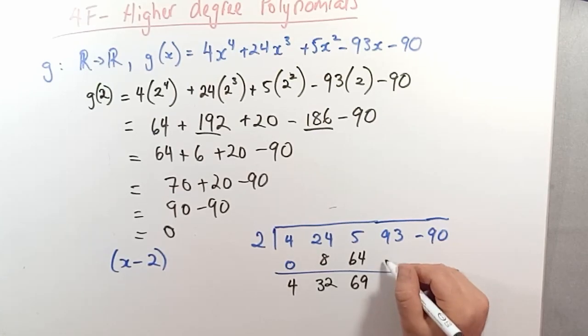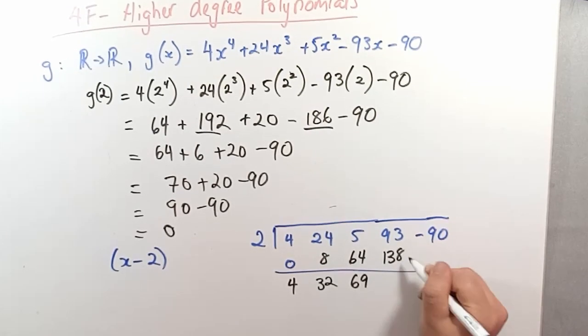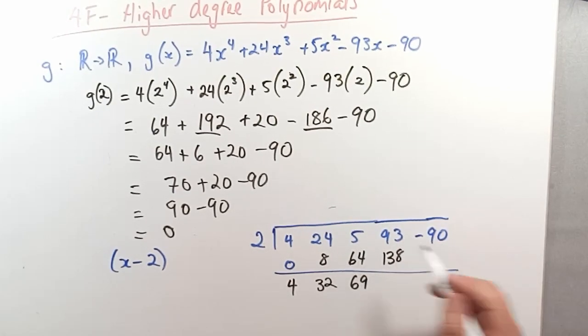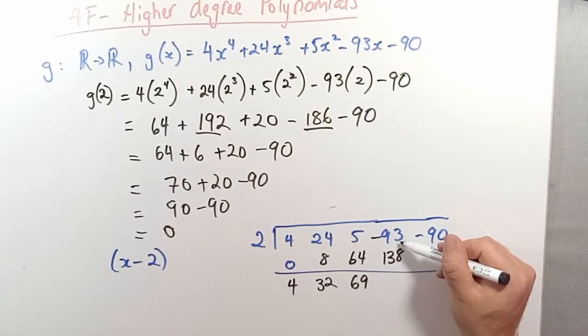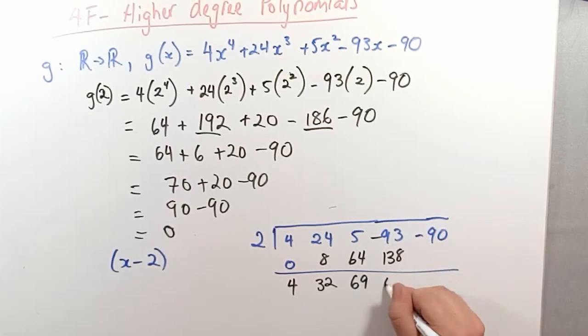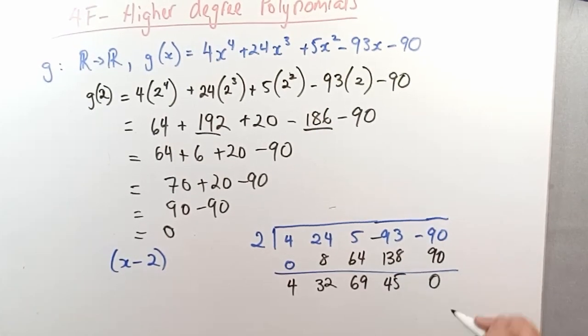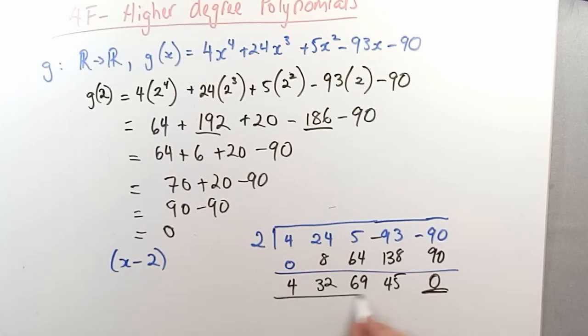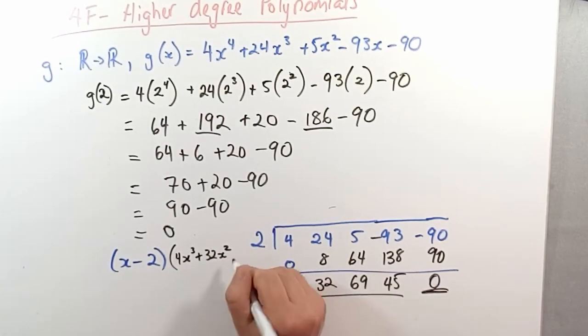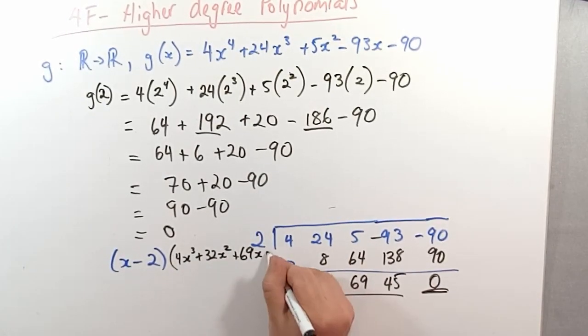69 times 2 is 138, I think. I got 138, okay. Oh, it's minus 93, so don't muck that up. Minus 93. The difference between 138 and 93 is 45, I think. 45 times 2 is 90. Yeah, of course it is. There we go. Add it up. 0 gives me confidence that I got the right answer. They're my coefficients of my cubic. Okay, so now I've got here 4x cubed plus 32x squared plus 69x plus 45.